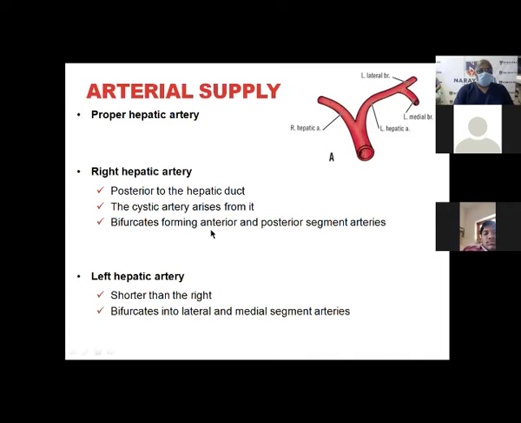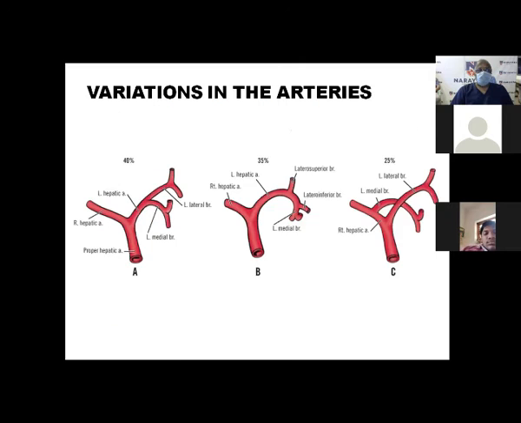Normally, it bifurcates into anterior and posterior segmental arteries. The left hepatic artery is shorter than the right and bifurcates into lateral and medial segmental arteries. That's all. Variations: sometimes the right hepatic artery can arise from the superior mesenteric artery and come straight. That is not shown here.